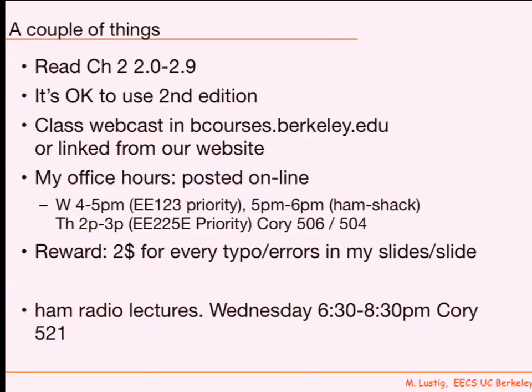Office hours are posted online. I'm going to have 3 types of office hours. Wednesday, 4 to 5 p.m., that's EE123 priority. From 5 to 6 p.m., I'm going to be in the ham shack. Anybody who wants to operate a radio and talk about radios, I'm going to be there. Thursday, 2 to 3 p.m., it's going to be EE223, another class that I teach, on MRI, which is by far the most amazing imaging modality. If it's empty, then I'm happy to answer your questions, but the priority is going to be for the particular class.